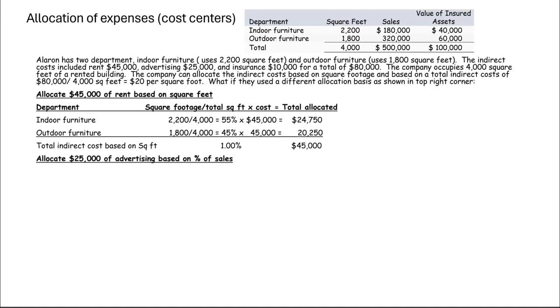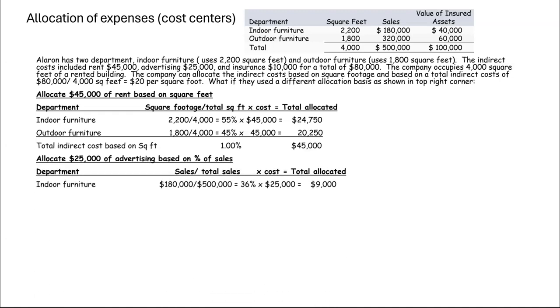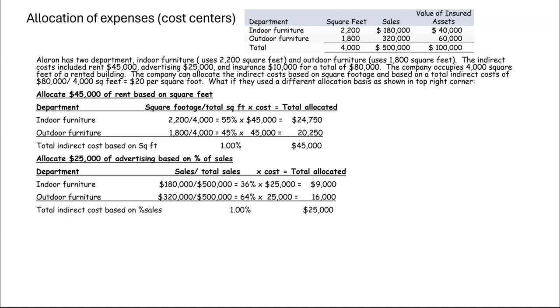Now we have our advertising, and we're going to do that based on a percentage of sales. So for indoor furniture, they have $180,000 in sales divided by the total sales, which means they'd get 36% of the $25,000, and outdoor would get 64%. And make sure you always add those up to make sure they equal 100%, and make sure the total allocated equals the $25,000. That's your check figures. Always want to have check figures.